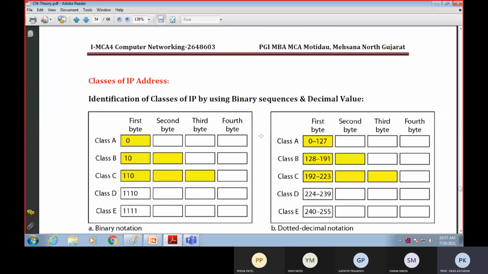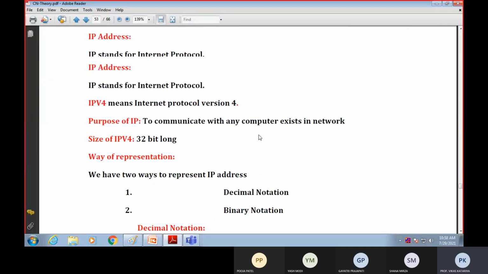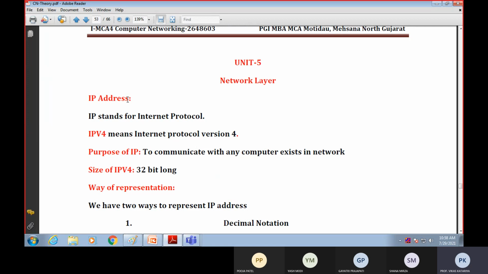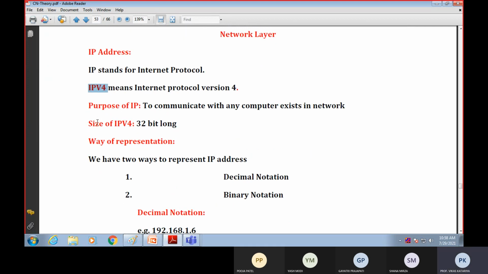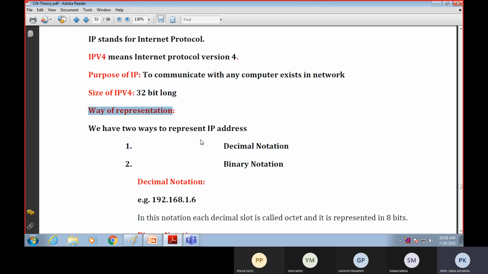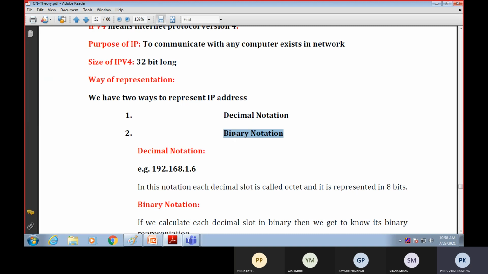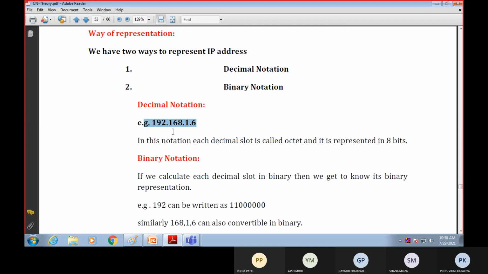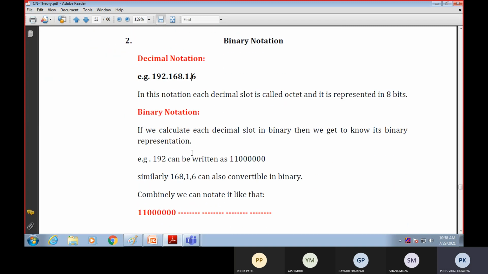So in the last lecture, what we have discussed, we have started with the IP address, its full form, its version, size of IP version 4, and the way of representation, decimal and binary. How IP address will be represented by two different notations. This is the example of decimal notation, and this is the example of binary notation.